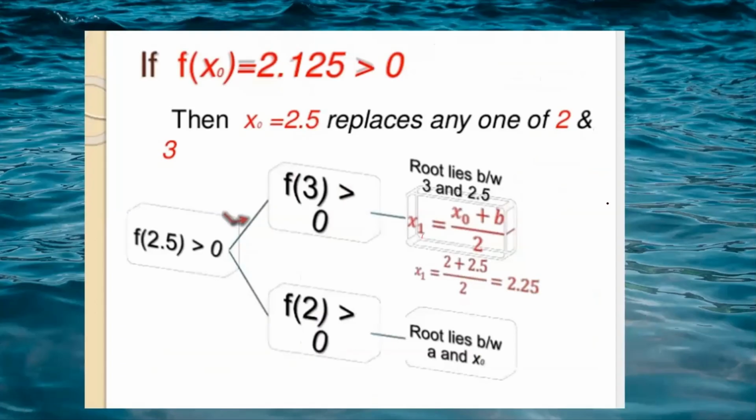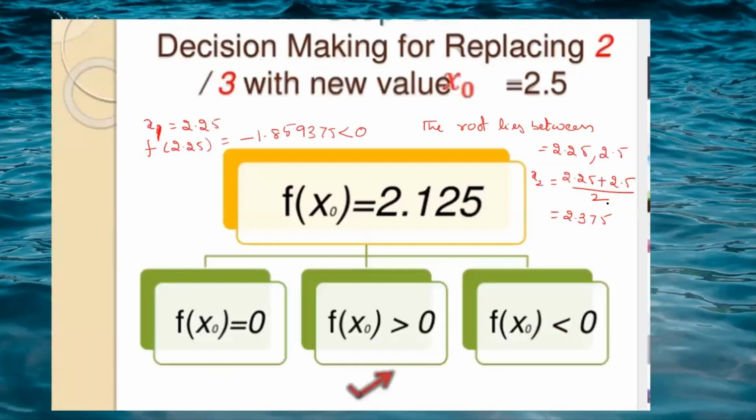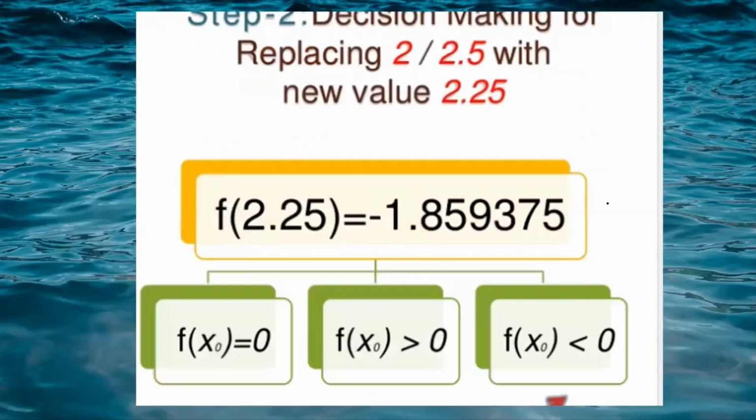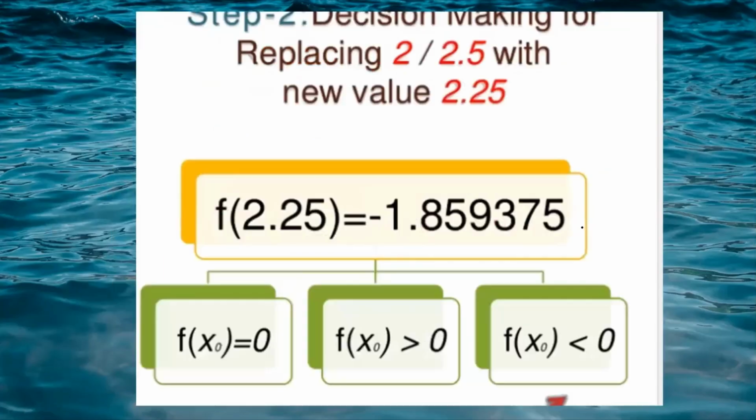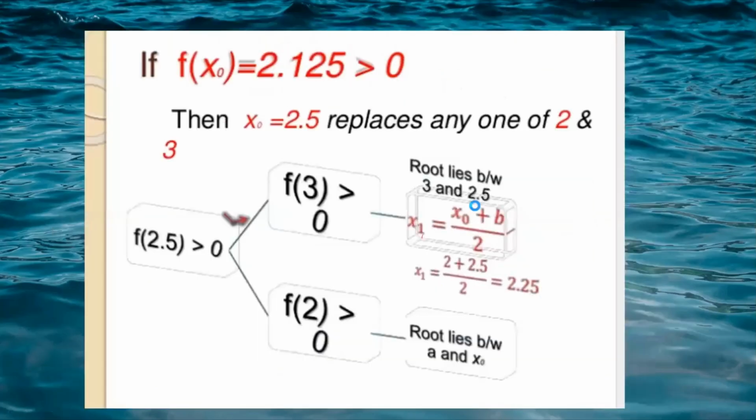I have already explained 2.25, previously also we got 2.25. So f of 2.25 value is this. This I have already explained. So 2.25 plus 2.5 by 2 is how much? 2.375. So find f of x2. Like that, I have already explained all these steps to you.